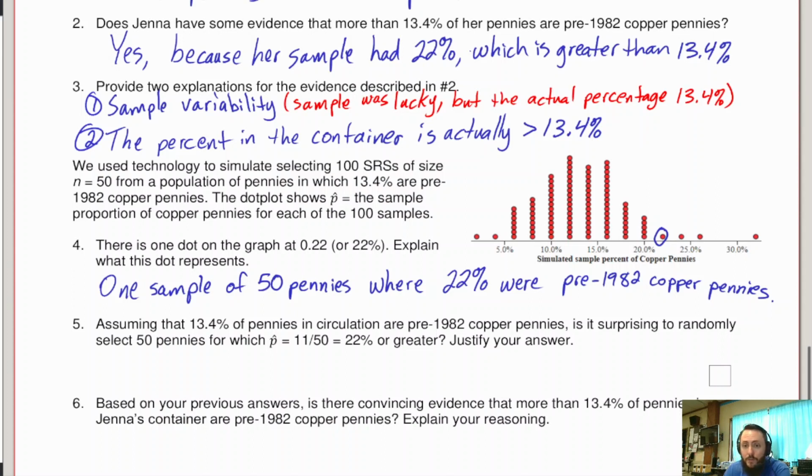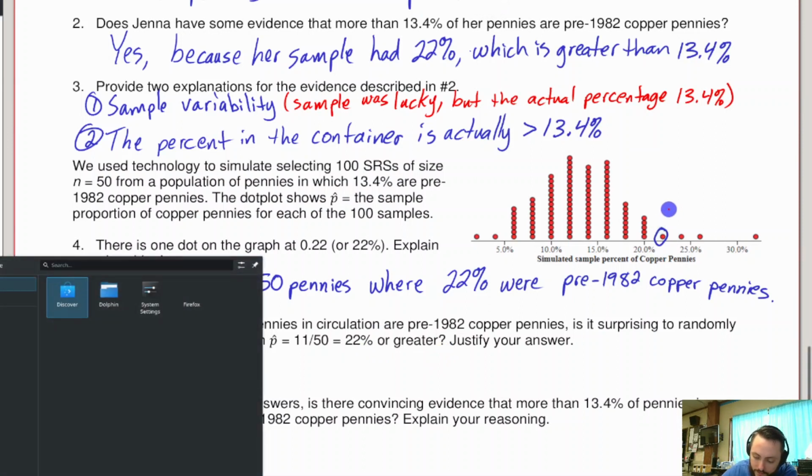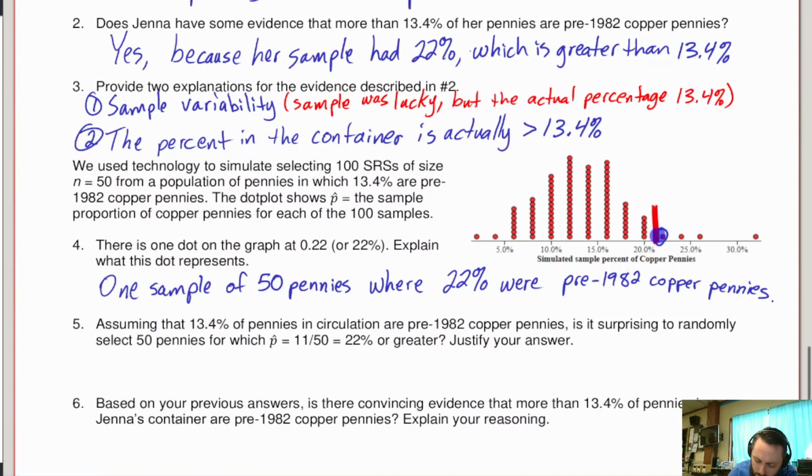Obviously Jenna had to get these pennies through, we will say, legitimate means, hopefully. Is it surprising to randomly select 50 pennies for which the proportion of pre-1982 copper pennies is 11 out of 50, or 22%, or greater? Justify the answer. If we look at our result, that's the 22 there, 22% or greater. This part here is Jenna's result. But here we only have 4 dots, 4 dots out of 100 dots total.